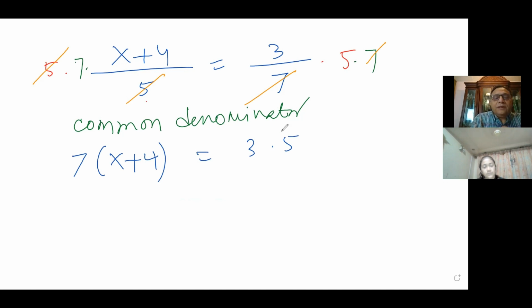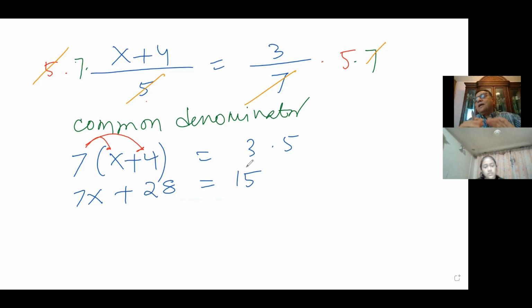Yes. Okay. So now we can open the bracket. When you open the bracket, we apply the distributive property, which you learned earlier in polynomials. And we get 7 times x is 7x, 7 times 4 is 28, and that equals 3 times 5, which is 15. Correct? Now you have to take away 28. I'm doing this slightly differently, because if I do minus 28 on both sides, on the left hand side we get 0. So I could also write this as 7x equals 15 minus 28. Is that clear to you?